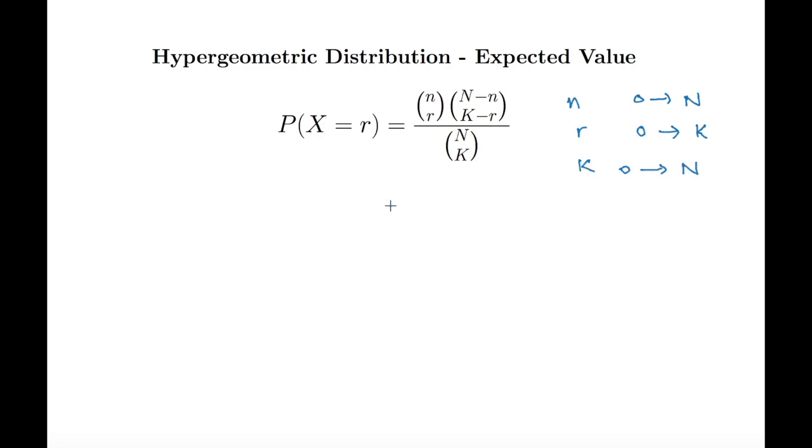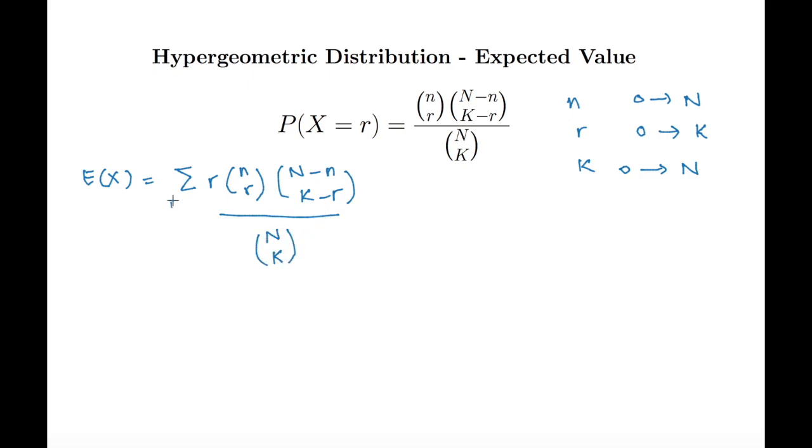Okay, so now what is the definition of expectation? So we start with the definition. We have this is summation r times n choose r times (N minus n) choose (k minus r) divided by N choose k. Now actually r goes from 0 to k, but I'll write r is equal to 1 to k, because if I multiply by 0 here, this term does not contribute to the sum.